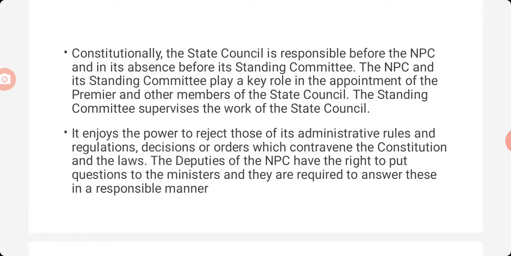Constitutionally, the State Council is responsible before the NPC and in its absence before its Standing Committee. The NPC and its Standing Committee play a key role in the appointment of the Premier and other members of the State Council. The Standing Committee supervises the work of the State Council. It enjoys the power to reject those of its administrative rules and regulations, decisions, or orders which contravene the Constitution and the laws. The deputies of the NPC have the right to put questions to the ministers and they are required to answer these in a responsible manner.